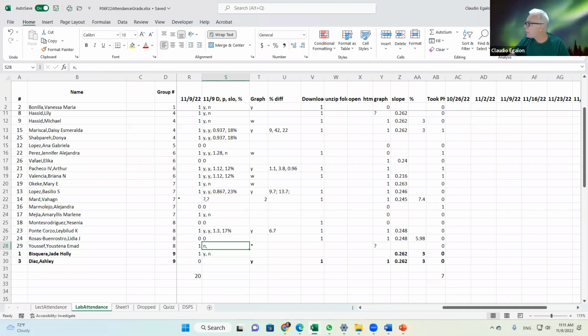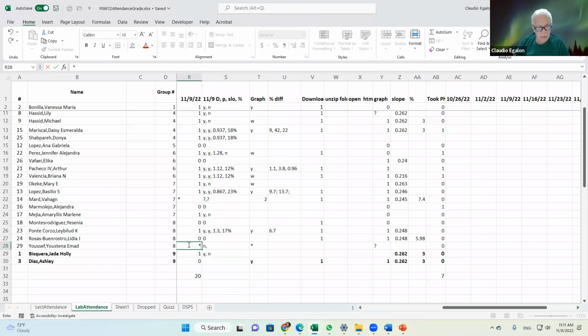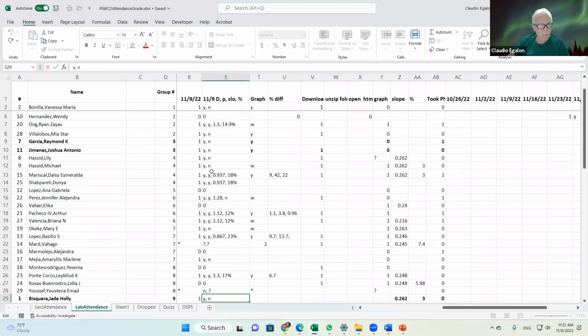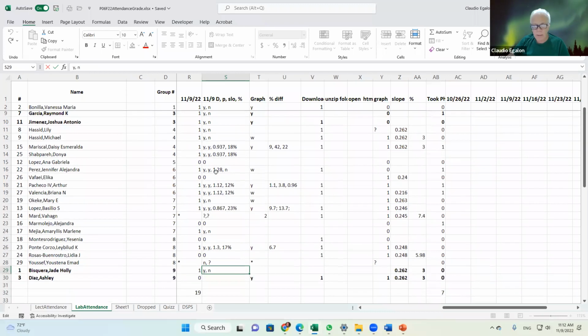Justena disappeared. Okay, I'm going to put a star here on Justena. Question mark. Jade, you plot the graph, Jade? Still working on that. Okay, good.